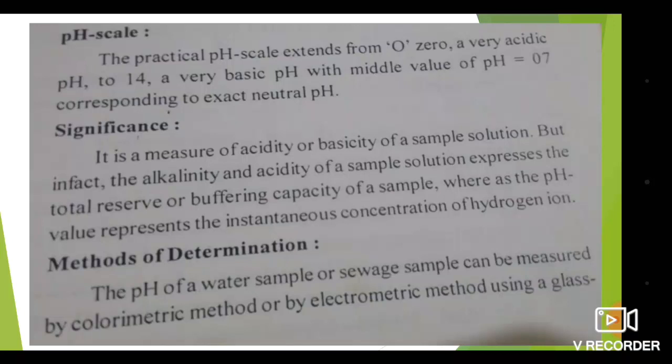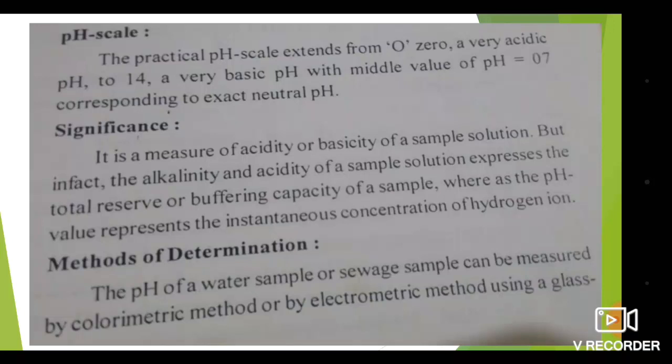Then what is the significance of this measurement of pH of water? It is the measure of acidity or basicity of the sample solution. In fact, the alkalinity and acidity of a sample solution express the total reserve or buffering capacity of the sample, whereas the pH value represents the instantaneous concentration of hydrogen ion. So the significance is that we can determine the instantaneous concentration of hydrogen ion.